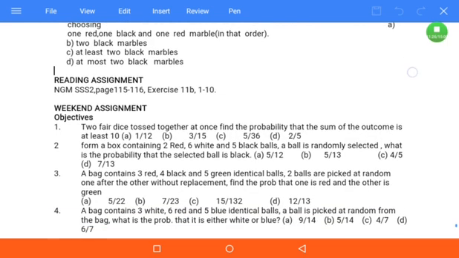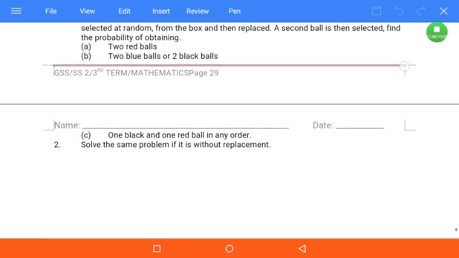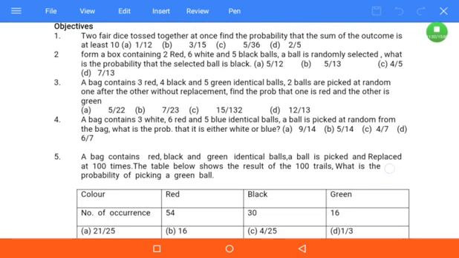Alright, so I believe you can solve the rest that way. Alright, so this is a weekend assignment and your theory. Make sure you are able to do everything and submit.